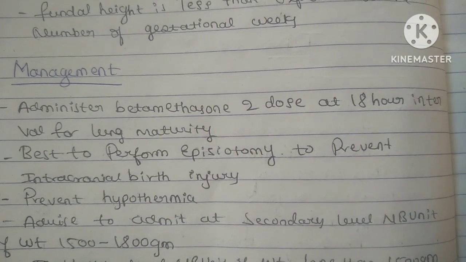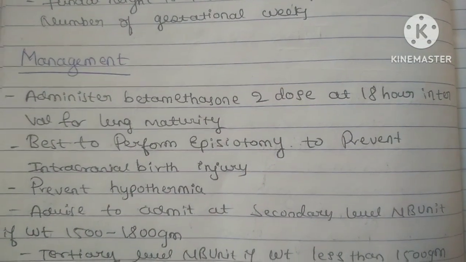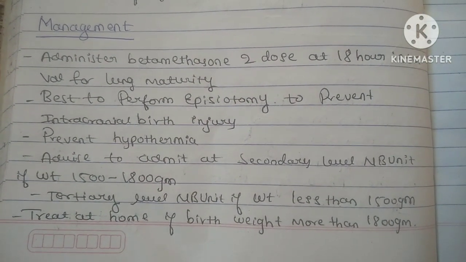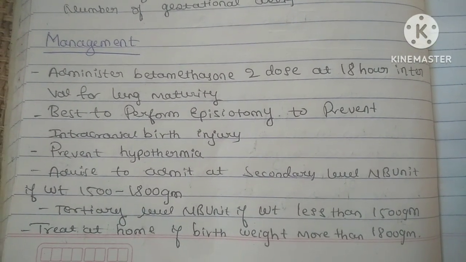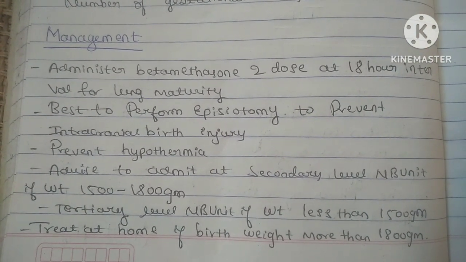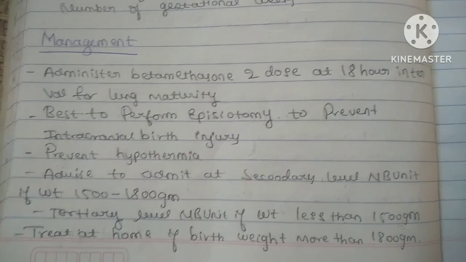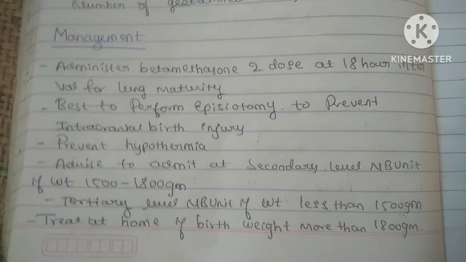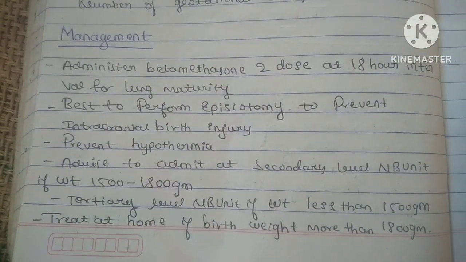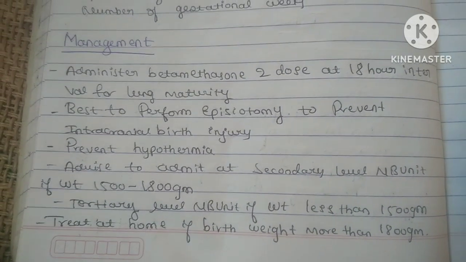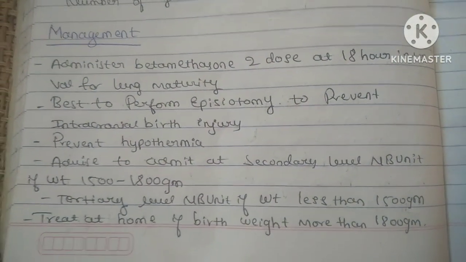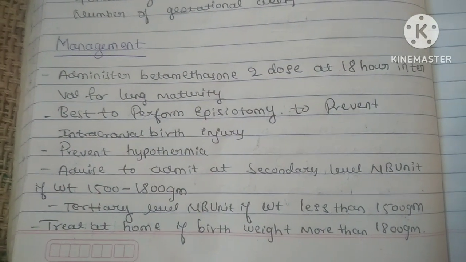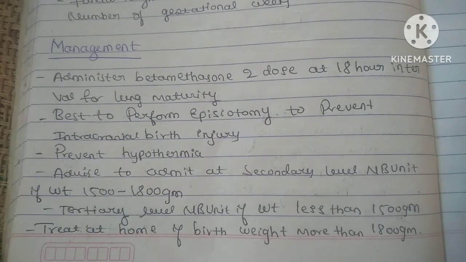In management, the nurse should know how to prevent hypothermia. Advise admission to a secondary level newborn unit if the weight is 1500 to 1800 gram. If the weight is less than 1500 gram, the baby should be shifted to a tertiary level newborn unit. The baby can be treated at home if the birth weight is more than 1800 gram. These are the management measures for a baby born with intrauterine growth retardation.